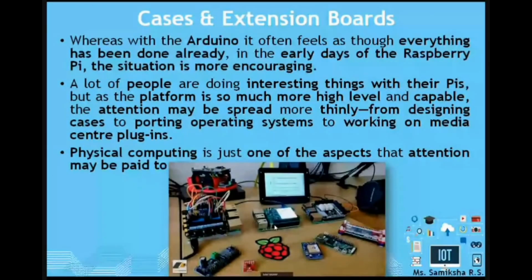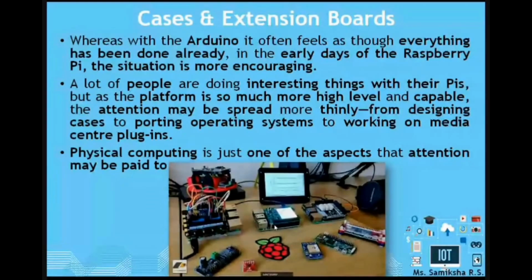So if we talk about Arduino community, there is almost everything existing for Arduino because the community is so huge, so wide, and therefore lot of advancement, lot of inventions have already been done in Arduino community. But in earlier days of Raspberry Pi, this was not the case. A lot of inventions had to be done, and therefore this gave a scope of encouragement to people. So they started to do some interesting things with their own Raspberry Pis.